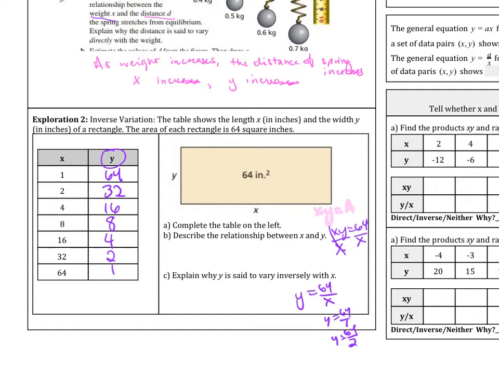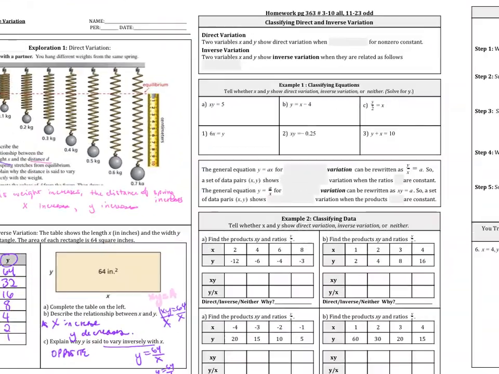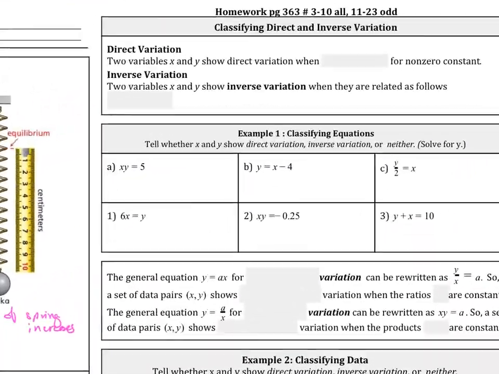So notice the pattern here. As x is increasing, y is decreasing. So that is inverse variation. So the relationship between x and y, as x increases, y decreases. And that's why they vary inversely, right? They are kind of like opposites. So if we're going the other direction, x decreases, then y will increase. So it's going in the opposite direction there. So that's the general idea about direct and inverse variation.